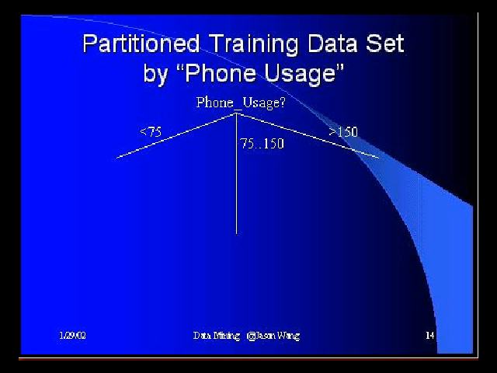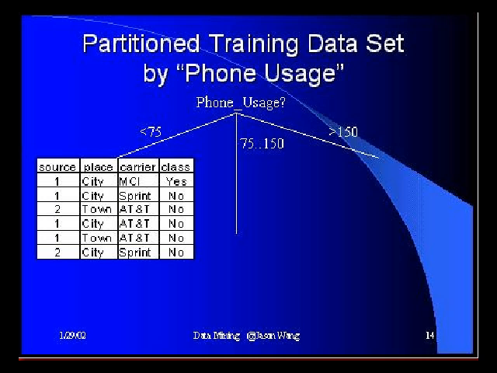Now, for the whole original given training data set or training database, you have 15 tuples in total. 9 tuples are positive training tuples, meaning that they will change to the new plan. 6 tuples are negative training tuples, meaning that they will not change to the new AT&T calling plan. And these class labels, positive and negative, are given.